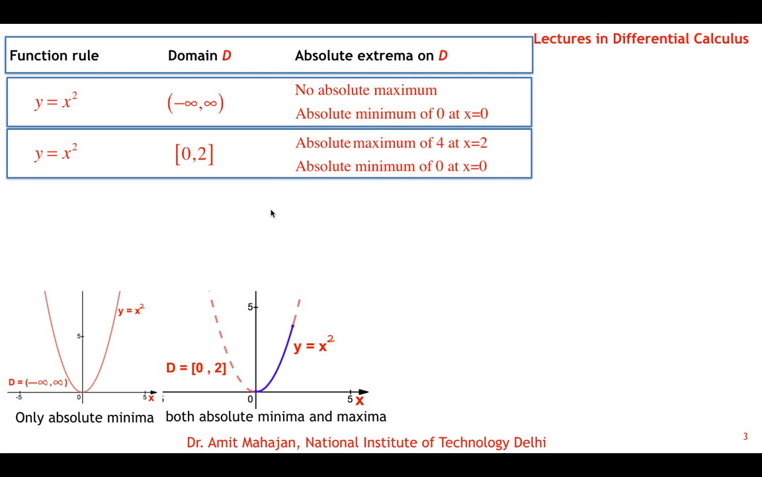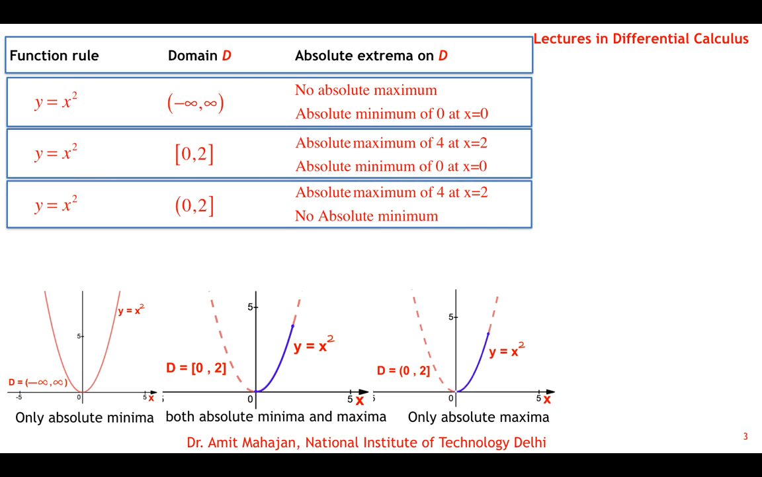Let us see another case. If I further change the domain for the same function, say the domain is open at 0 and closed at 2. In that case again we have the function y is equal to x square, where at x is equal to 2 the value is defined, but x is equal to 0 is not part of the domain. So then it has the absolute maximum here. At x is equal to 2 the value is 4, but there is no absolute minimum now. So it has got only the maximum.